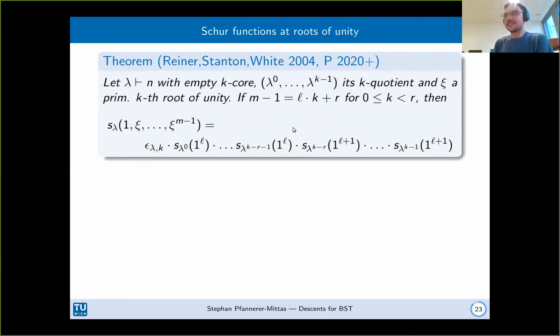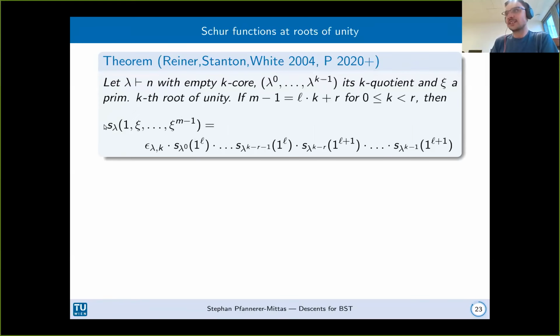Here comes a nice theorem, where one particular case already showed up in 2004 in Reiner, Stanton and White's nice paper about the cyclic sieving phenomenon, and I generalized it to work in general. So we take a partition with empty core, we take the quotient, this was this black box, now we have these k partitions, and we have a k-th root of unity. Then we divide m-1 also by k, so this is like a quotient again, and look at the remainder, so we write m-1 as L times k plus r.